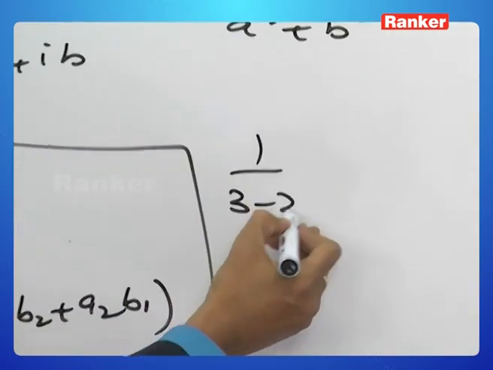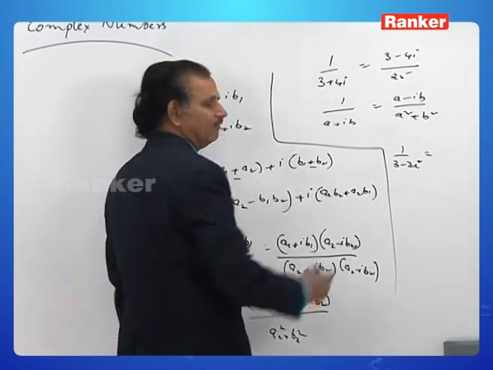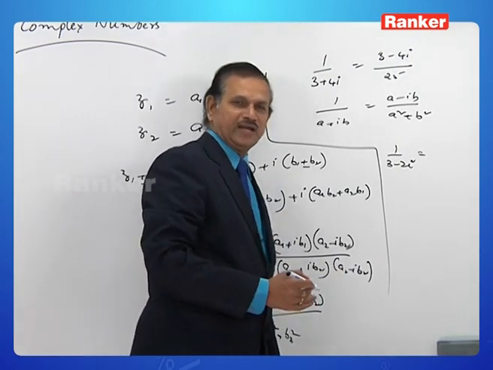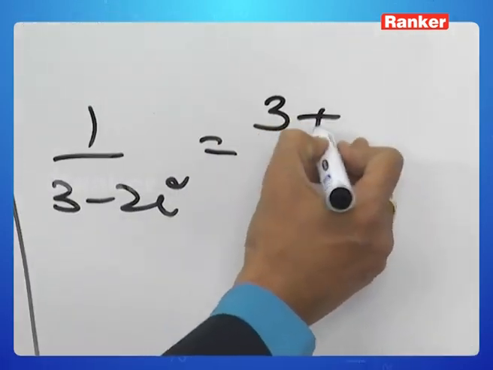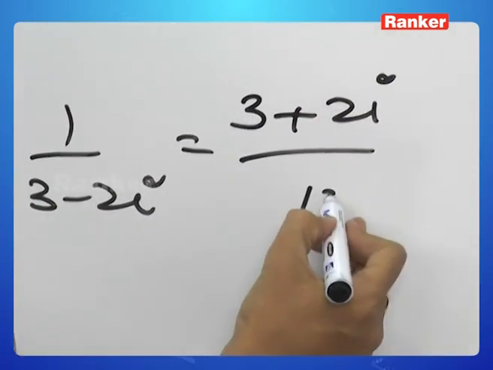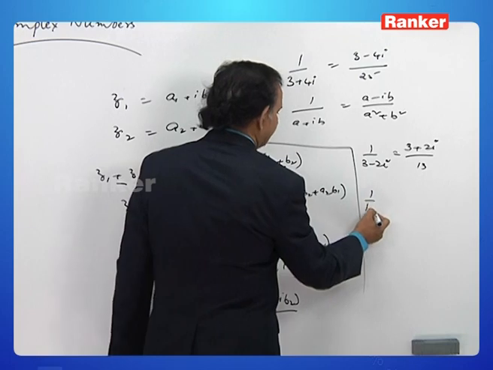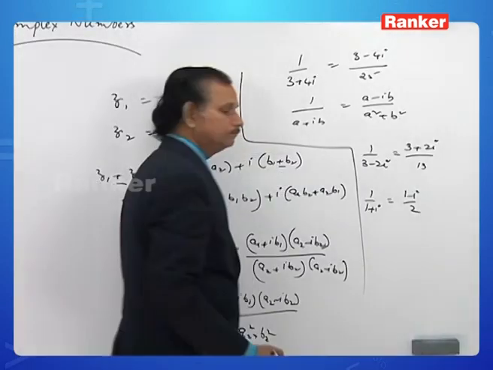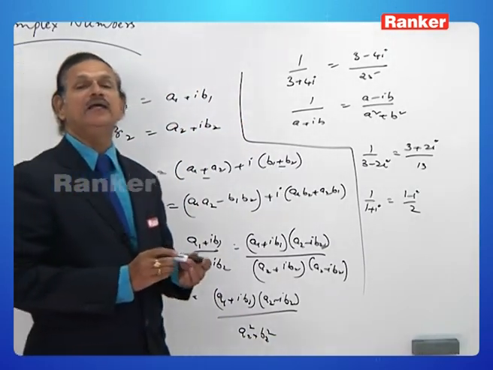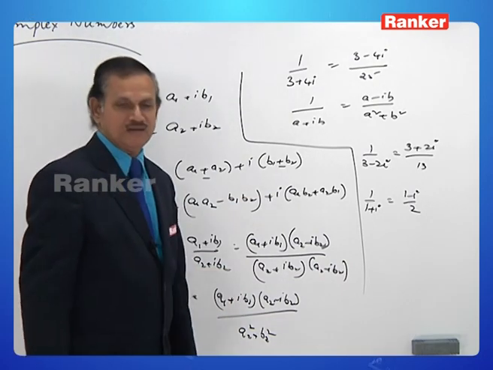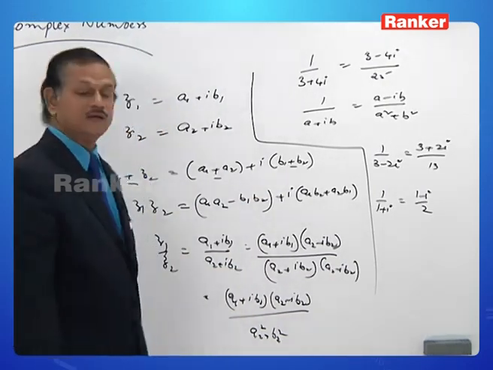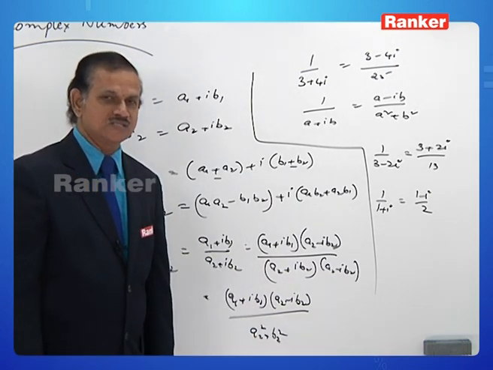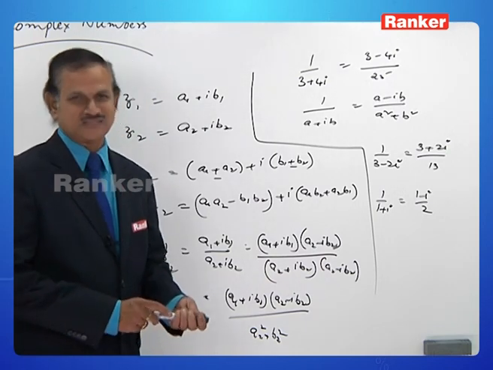1 by 3 minus 2i, if it is there, what can you have? What will be the numerator? We generally multiply with 3 plus 2i. Therefore, 3 plus 2i by 9 plus 4, 13. 1 by 1 plus i, what is that? 1 minus i by 2, since 1 minus i by a square plus b square is 1 by 2. Likewise, we recall the usage of usual arithmetic operations in general using the complex number system.